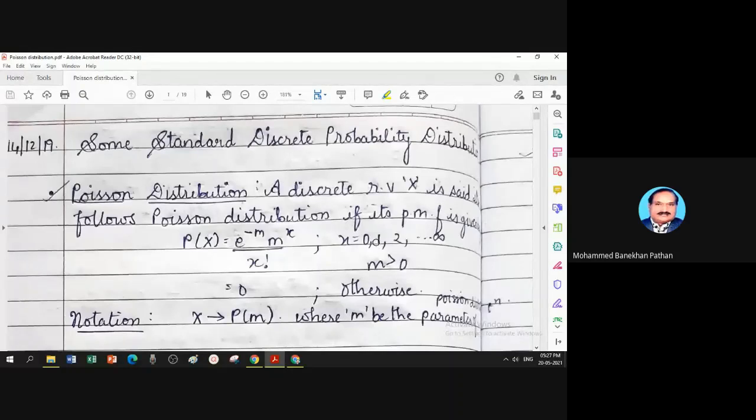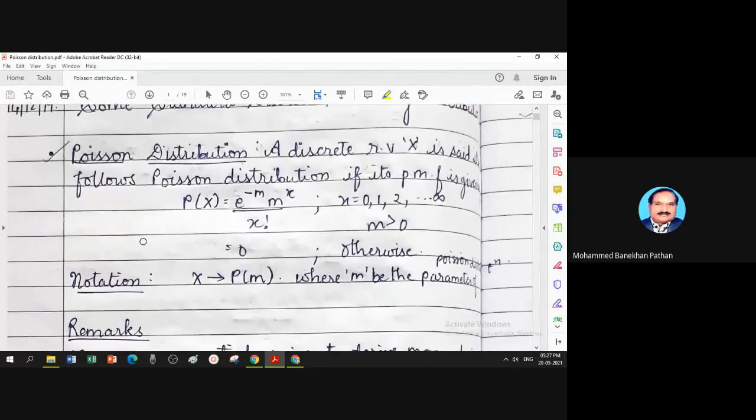Whereas another sample space, which is an infinite sample space, we define a random variable x, which takes infinite values. So for such type of random variable, you have 2 distributions. One is Poisson, other is a geometric. Now let me define what is a Poisson distribution.